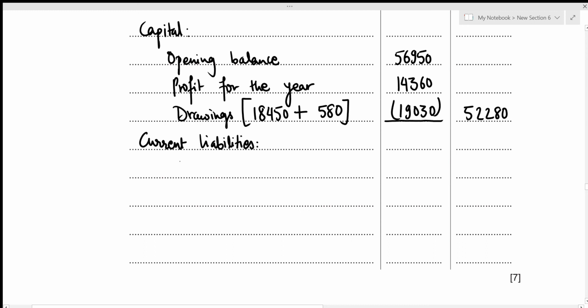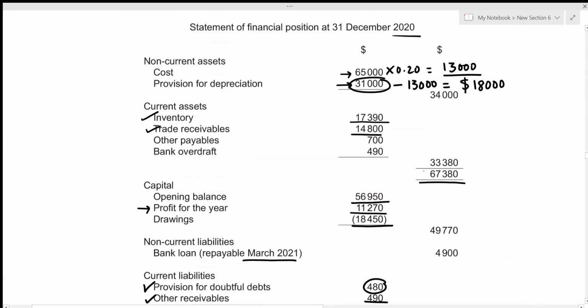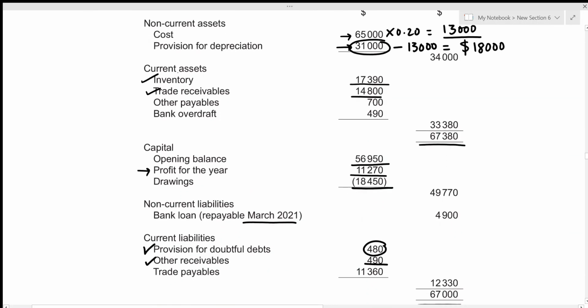So the first one is going to be the bank loan. And the bank loan had the amount of 4,900. We can just record it as it is. Let's look for other items that need to be recorded under this section. So the first one is going to be other payables. Then there's bank overdraft. Then there's trade payables.